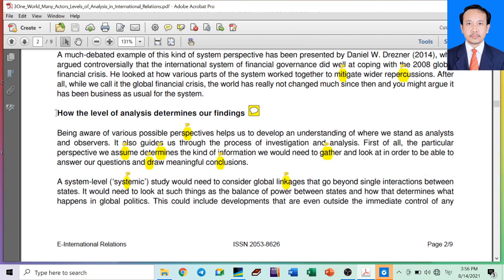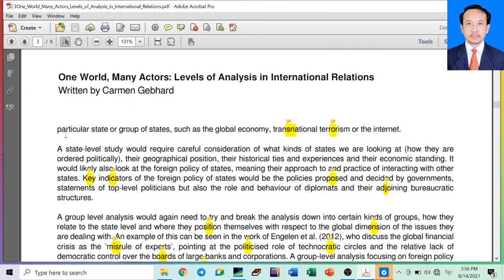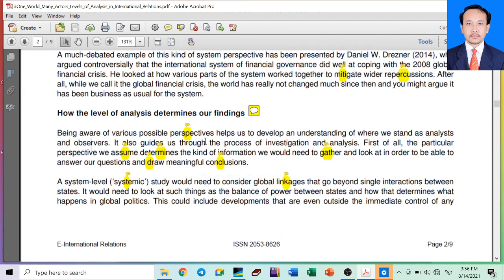So, looking back to this new point about how the level of analysis determines our findings, let's read together and find the difficult words. Those are underlined already for you. The first one is perspective: a particular way of considering something.